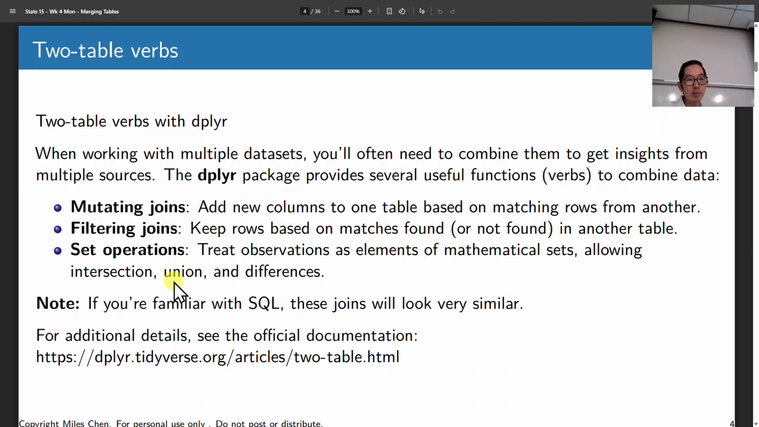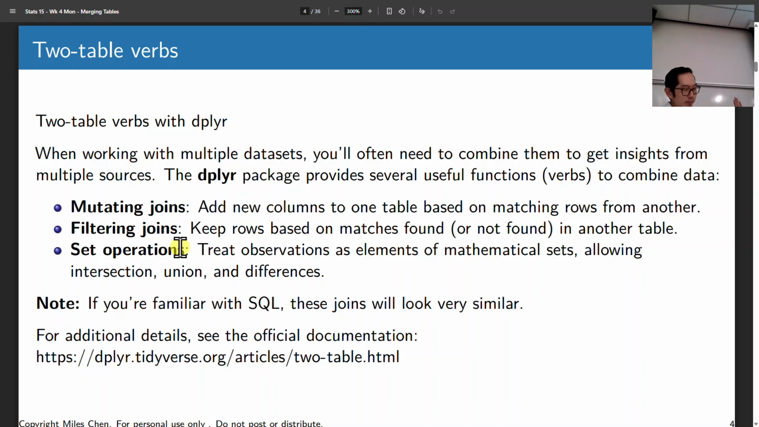Okay, so we have mutating joins and filtering joins and set operations. And we'll talk mostly on mutating joins, okay? But I'll also just mention filtering joins and set operations. So mutating joins, this is probably the most common thing that you'll do. You have a big table with a bunch of stuff, but then you also have references to other pieces of information, and you want to pull that information as well. Well, I'll show you examples of that, okay?